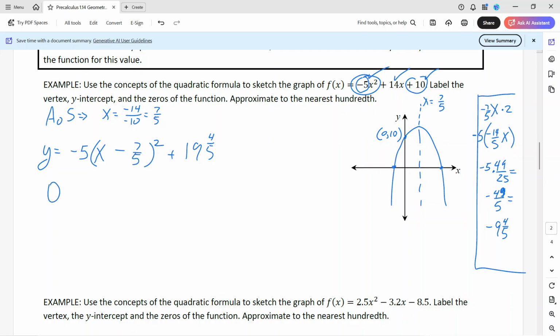Now, when I try to find the zeros, and I use that 99/5, here's what's going to happen. I'm going to subtract the 99/5 to the other side.